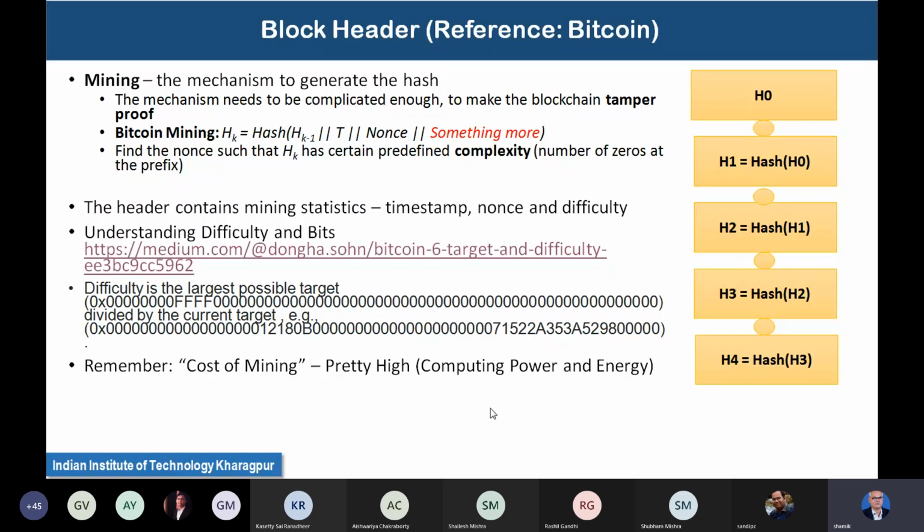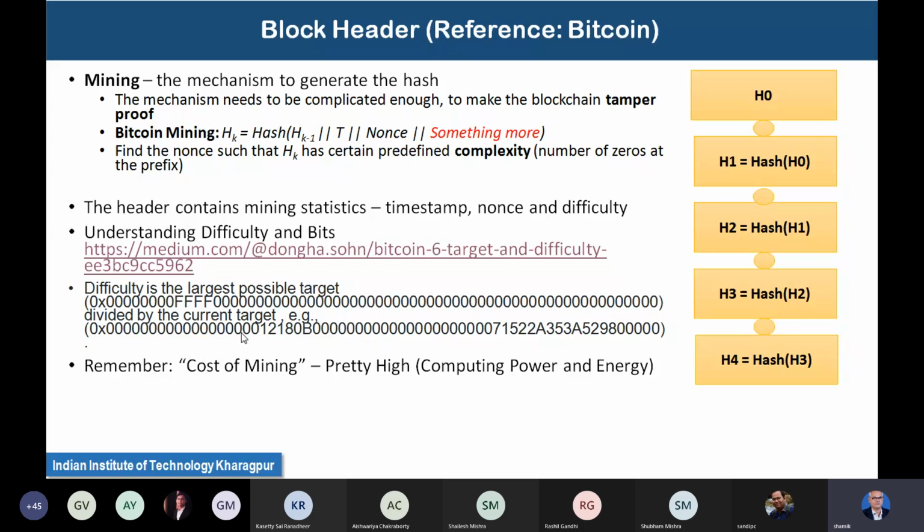Similarly here, that difficulty is set in such a way that the hash should have so many leading zeros, and as we progress, the number of leading zeros keeps increasing. The first one, if you see in this slide here, only had 3, 6, and 8 leading zeros. Now if we consider the current ones, it has possibly some 15 or so leading zeros. So this target is changed.